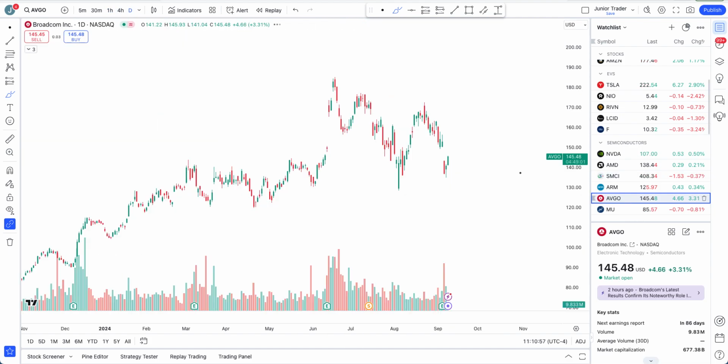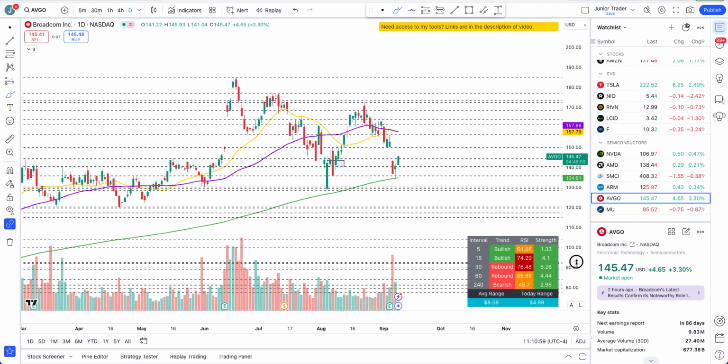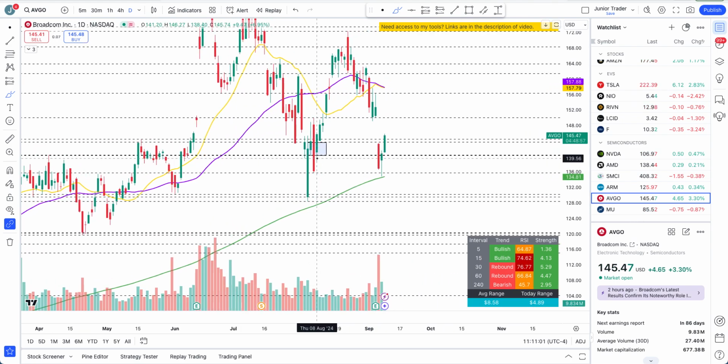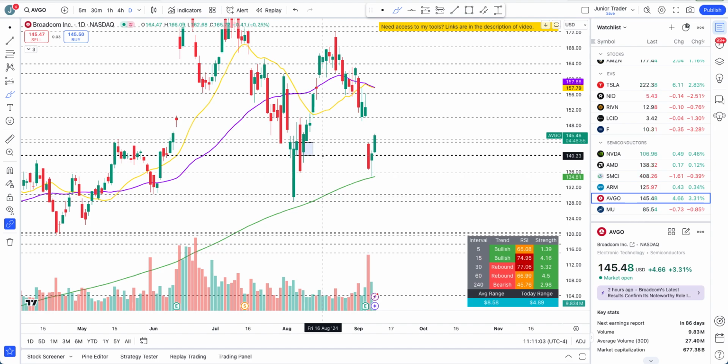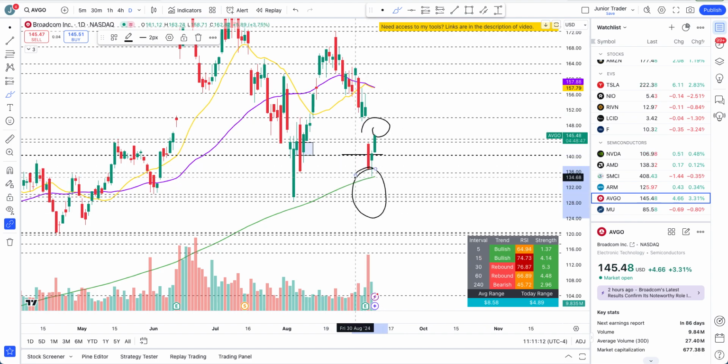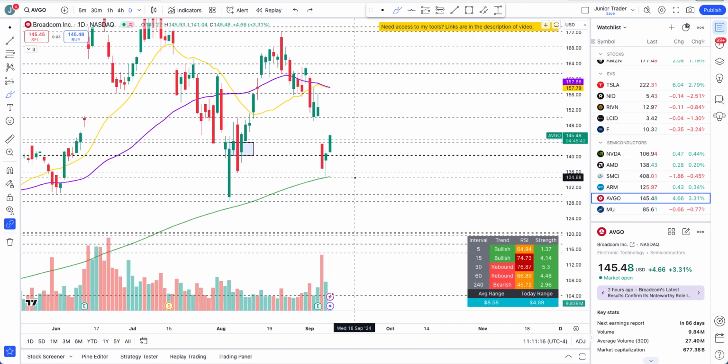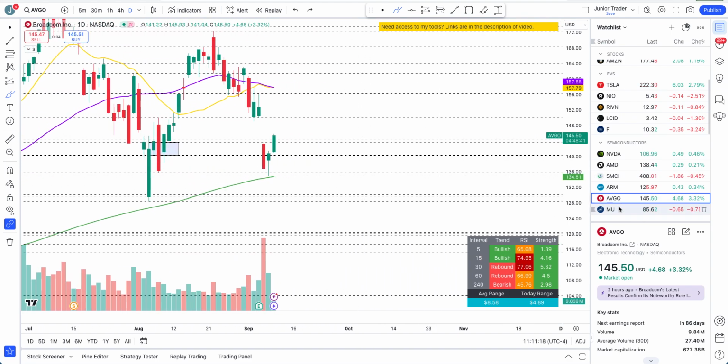Broadcom. So Broadcom is finally doing that rebound, guys, that I was talking to you about, that this is the level. If we stay above 140.33, we can continue higher, and Broadcom is doing that, and it's just finding that bounce at the 200 day moving average. So good on it. Yeah, it's continuing higher.